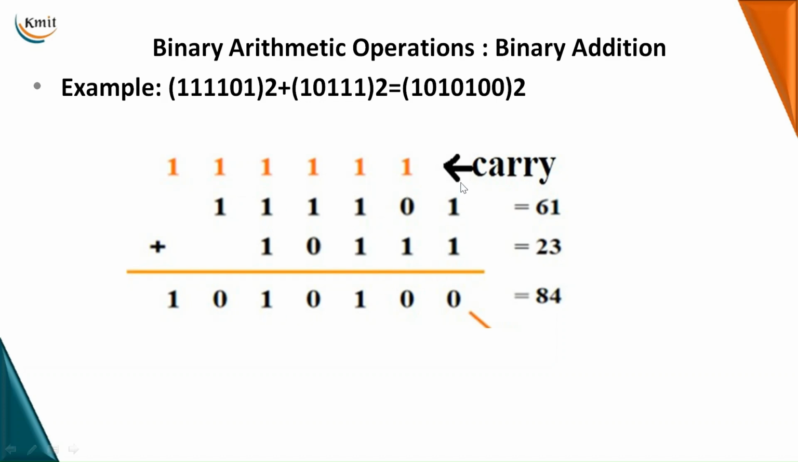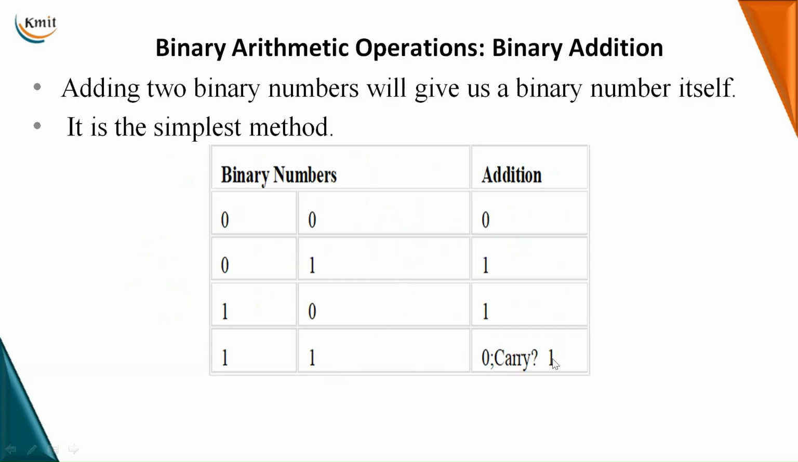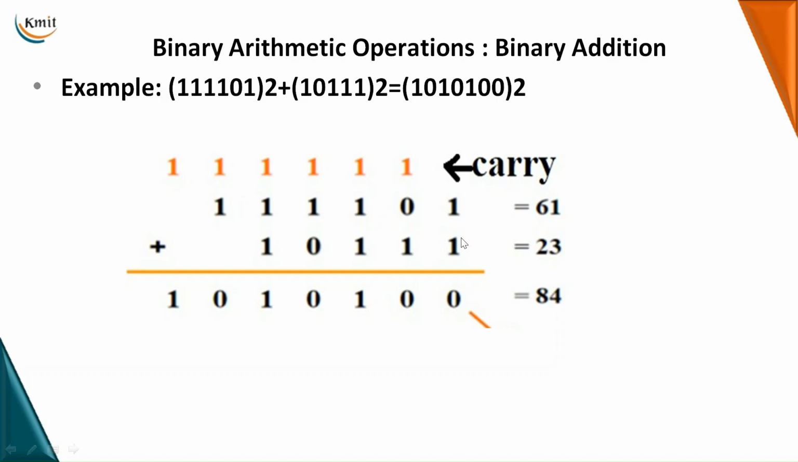So how to perform a binary addition? According to this table, 1 plus 1 is 10. 1 is your carry and 0 is your result. So the carry will be written here and 0 will be written here. Next, this carry should also be added next time. So 1 plus 0 is 1, then 1 plus 1 again is 10. 1 is your carry and 0 is your result. Remember 1 plus 1 is 10. If you add 10 plus 1, it is 11.